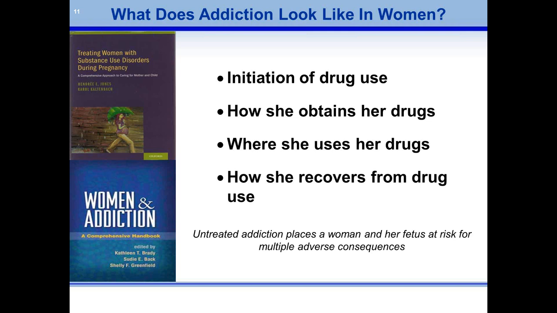And where she uses drugs is often a very private and personal type of behavior. She doesn't want her children to see. If she has children, she'll often use in the bathroom. She'll go to any place that is going to be hidden away, because there's a tremendous amount of shame and stigma for women. That's not to say it's not there for men, but oftentimes it's much harder for women to hide their drug use because of the multiple demands on women as daughters, wives or intimate partners, family members and mothers.